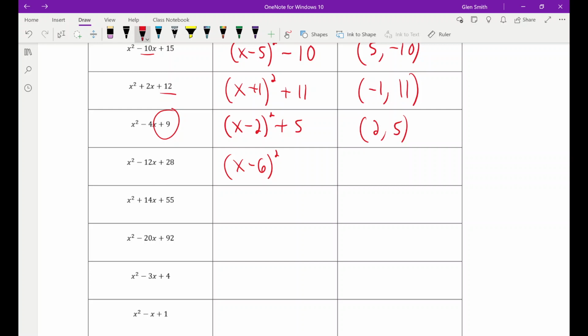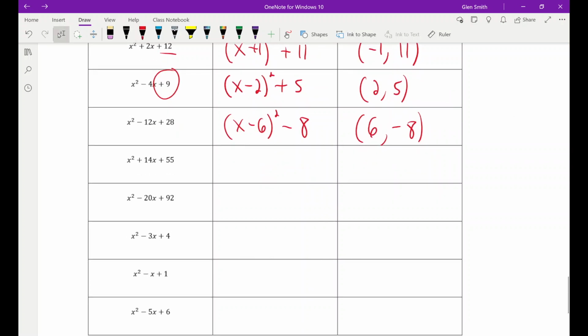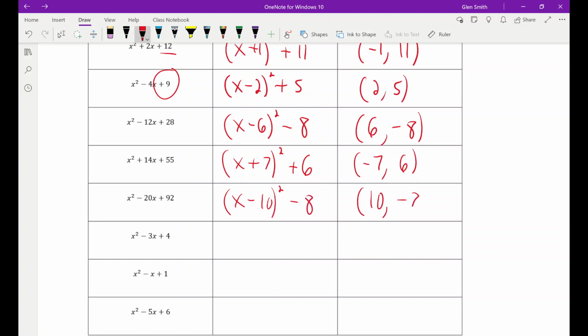But anyway, if there's a minus 6 here, that's going to be 36, but I have plus 28, so I'm going to have to subtract 8 off of that. So this vertex is at 6 to the right, down 8. That's what that tells us. This is going to be x plus 7 squared, plus the 7 is going to give me a 49 when I square it. I need a 55, so I got to add 6 to that, right? I think so. So negative 7 comma 6. This is going to be x minus 10 squared. That's going to give me 100, but I got to get back down to 92, so that's a negative 8. So that's 10 right, 8 down.